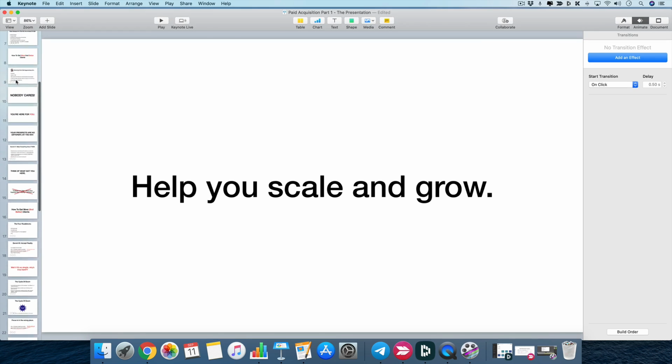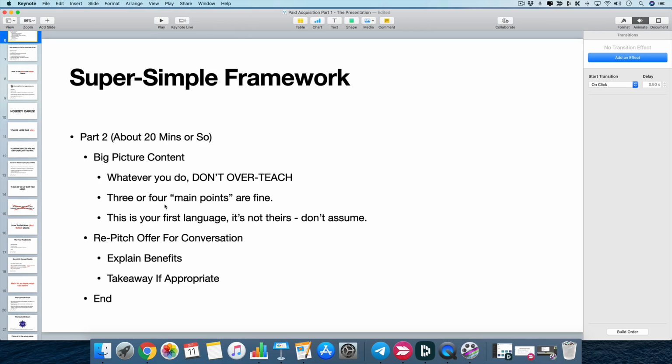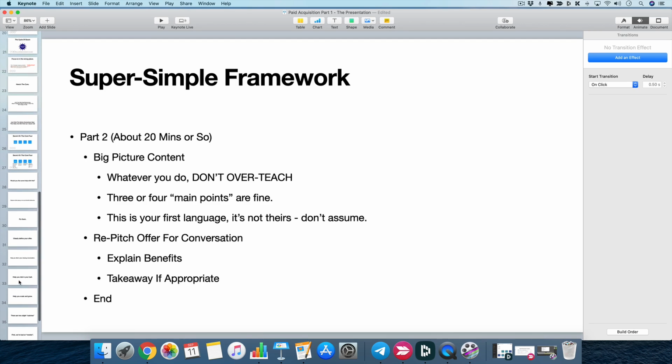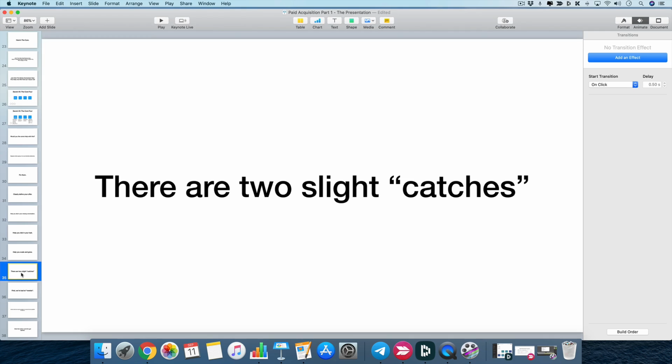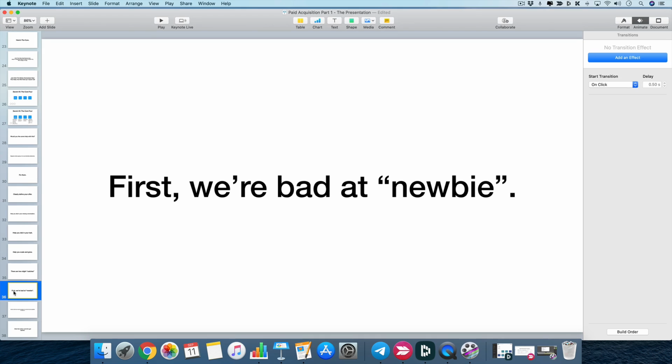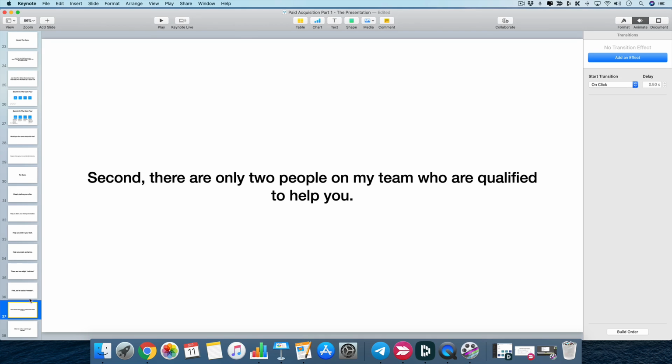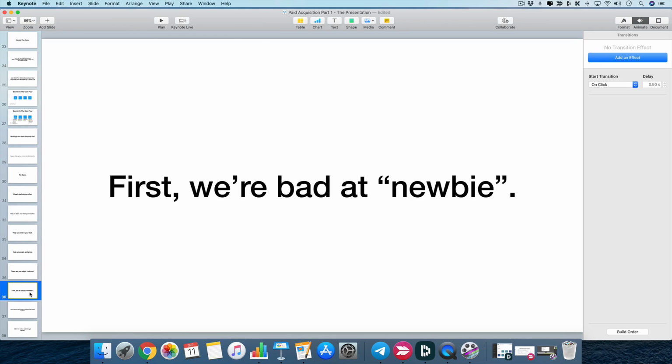So if we come back up here, our final step is to do a takeaway if appropriate. So takeaway means you take away that ability to talk to you. And so I do it because it is, in fact, appropriate. I say, now, in all fairness, there are two slight catches. This call is free, of course. But first of all, we are bad at newbie. So if you don't have a business, then we really can't help you.